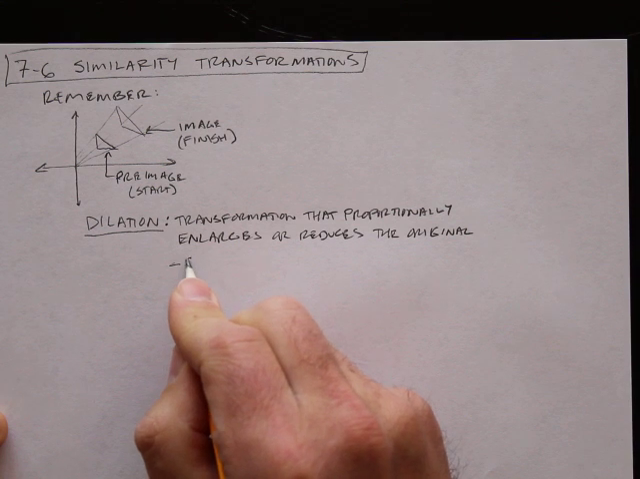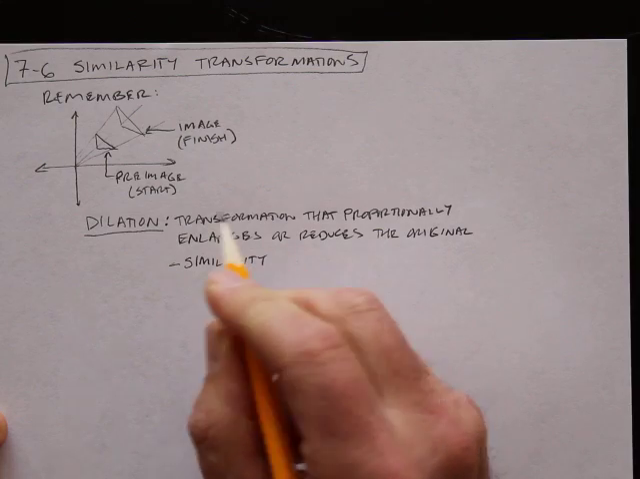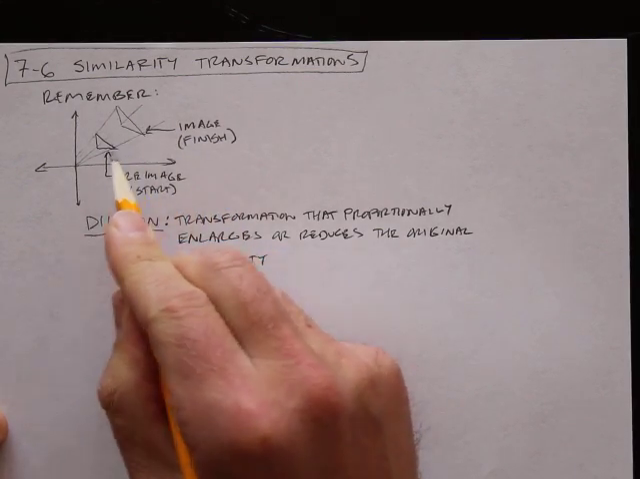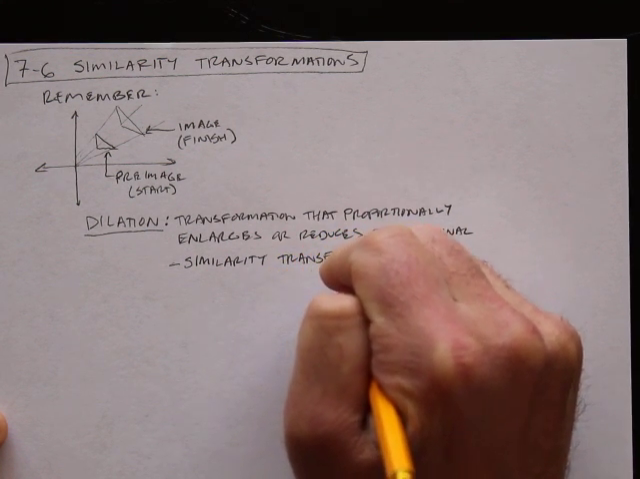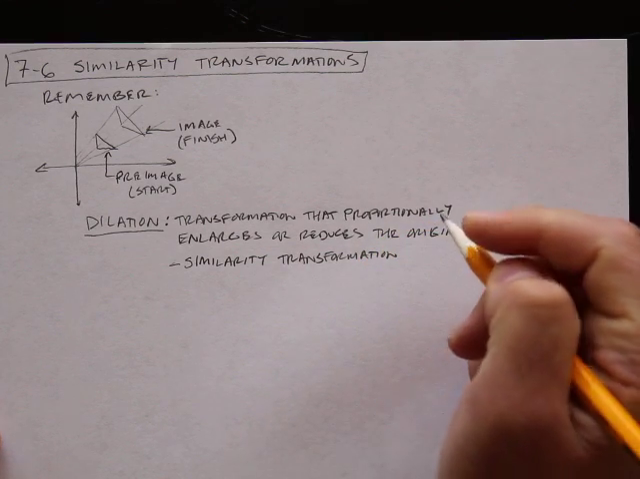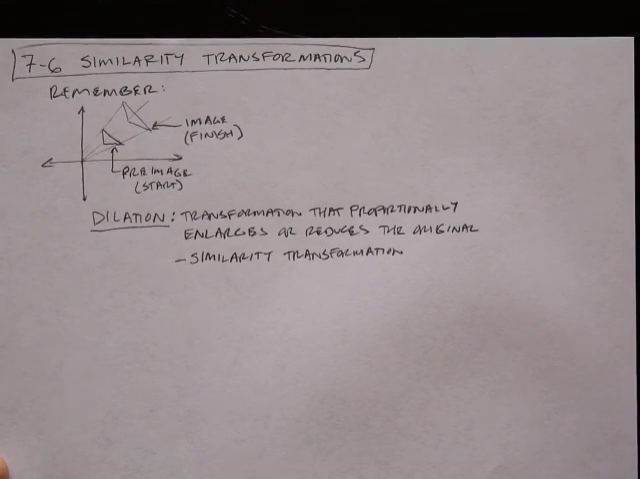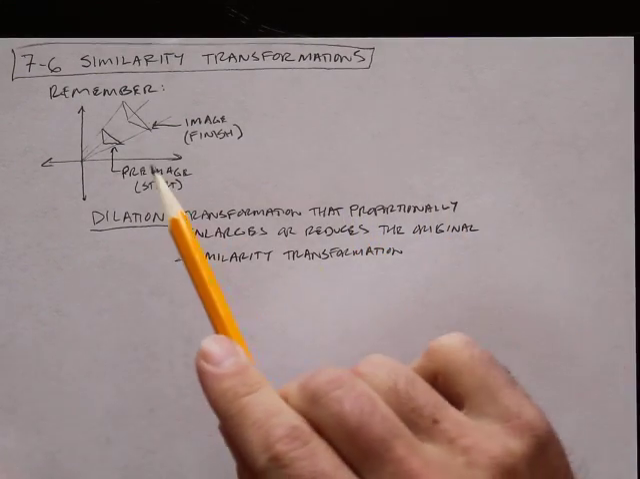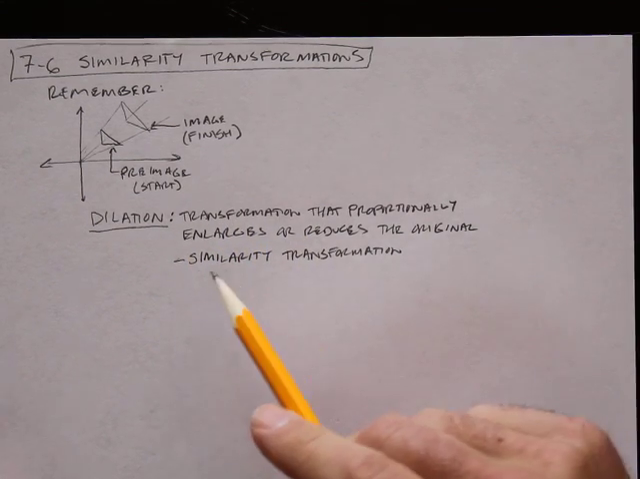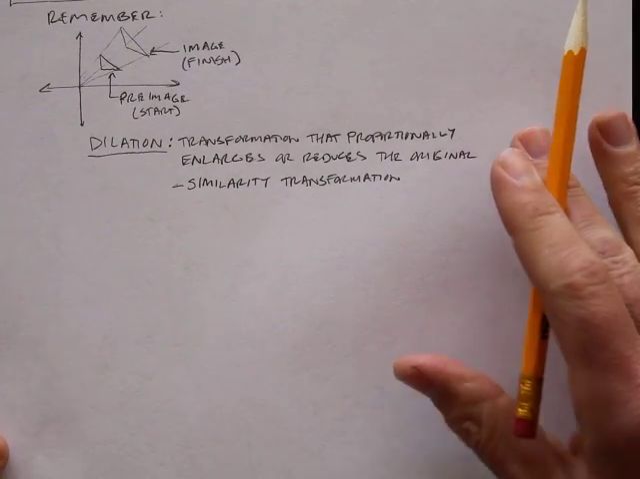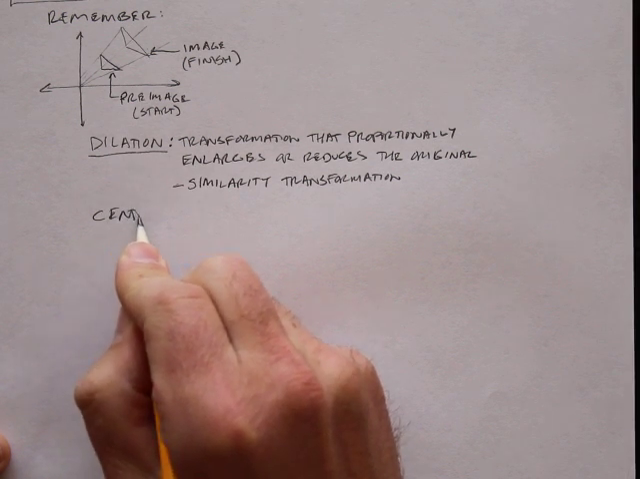And it is a similarity transformation, meaning that the image and the pre-image are similar. All of the angles are congruent, and all of the corresponding sides are, I mean, not congruent, proportional. Corresponding angles are congruent. Corresponding sides are proportional. That is what we mean by similarity. Okay, we've got dilation. We've got another term we need to know, and that is the center of dilation.